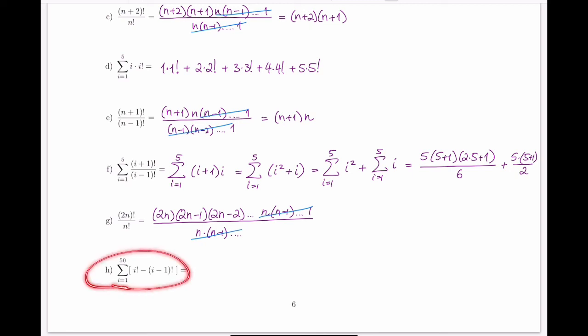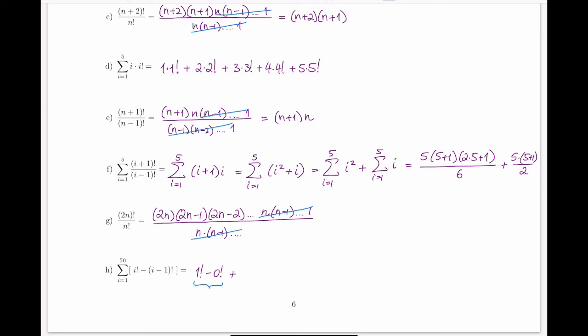Let's take a look at this sum. This has some interesting structure. So I have i factorial minus (i minus 1) factorial, and I'm going from 1 to 50. So let's write out the first few terms. What I'm going to have is 1 factorial minus (i minus 1), so 0 factorial, and that is going to be my first term altogether, plus my next term.